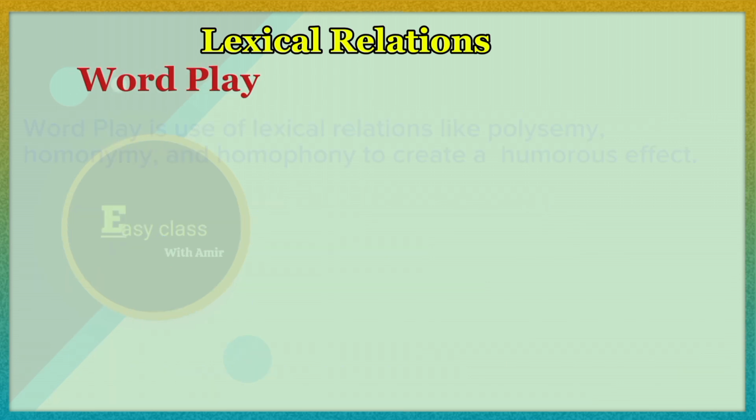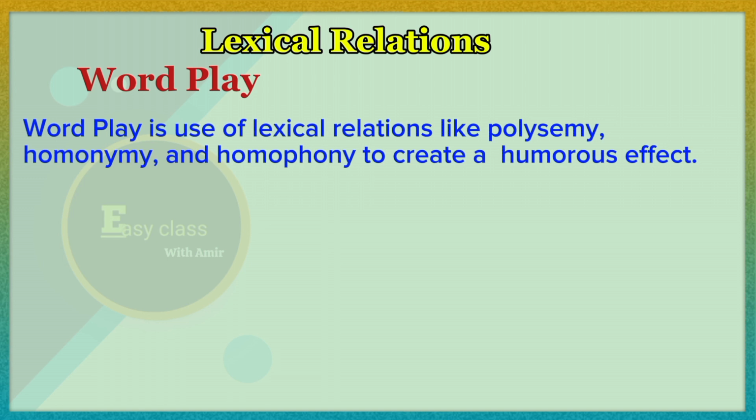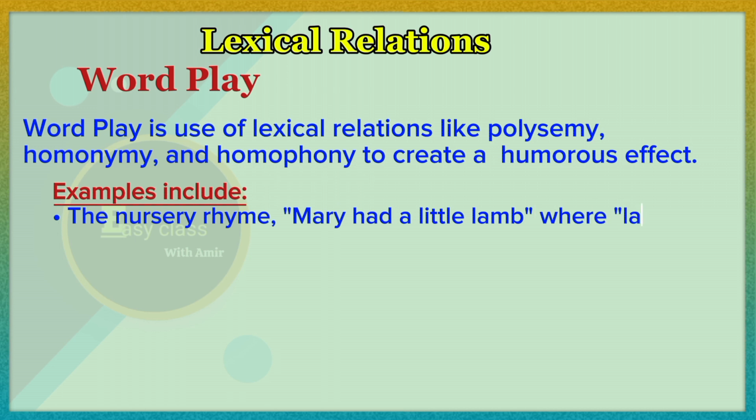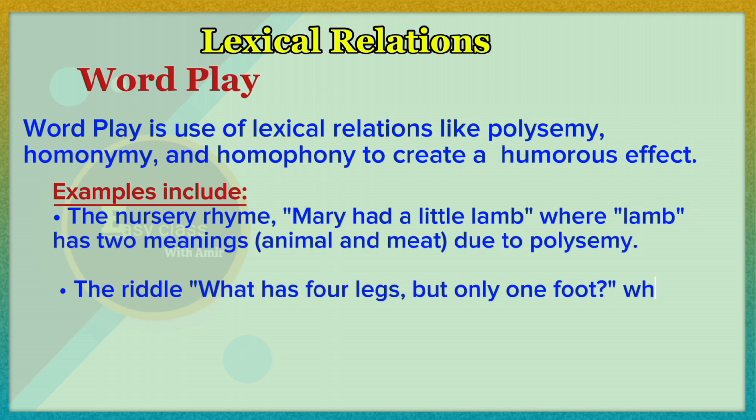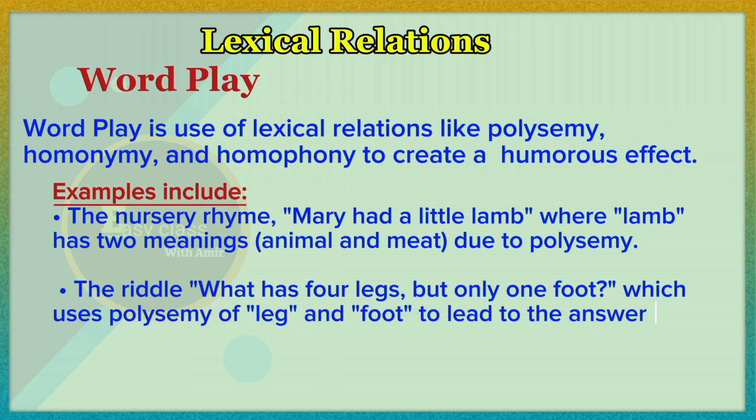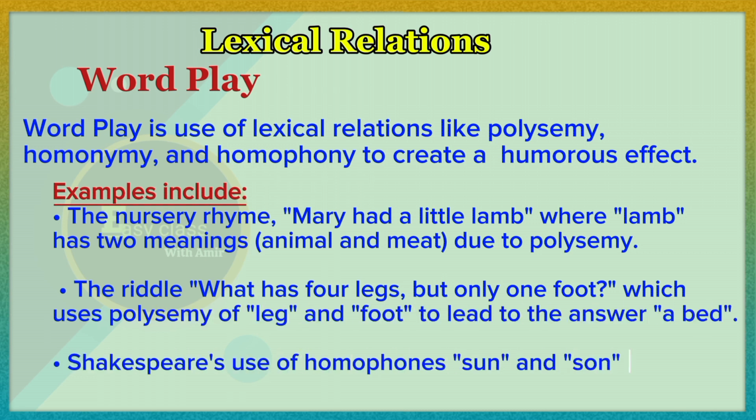Wordplay. Wordplay is use of lexical relations like polysemy, homonymy, and homophony to create a humorous effect. Examples include the nursery rhyme, Mary had a little lamb, where lamb has two meanings, animal and meat, due to polysemy, and the riddle, what has 4 legs, but only 1 foot, which uses polysemy of leg and foot to lead to the answer of bed, and Shakespeare's use of homophones, son and sun, in the play Richard III.